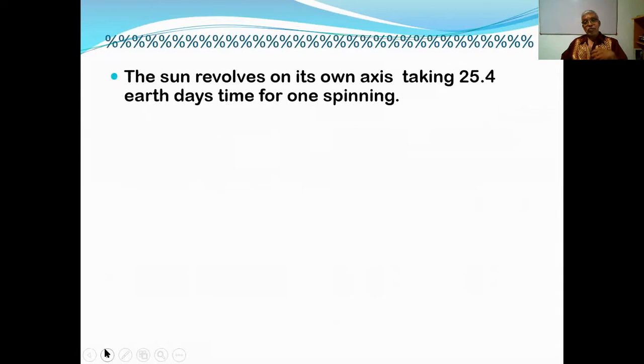The sun revolves on its own axis, taking 25.4 Earth days for one spin. It also spins like other celestial bodies, especially planets.